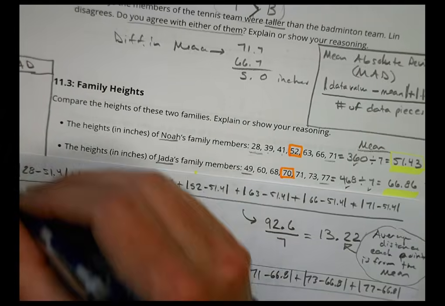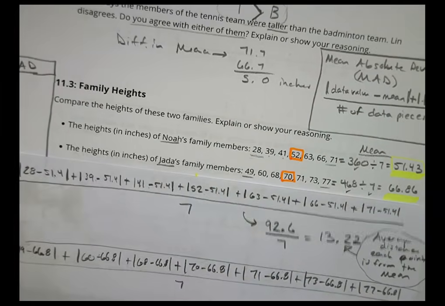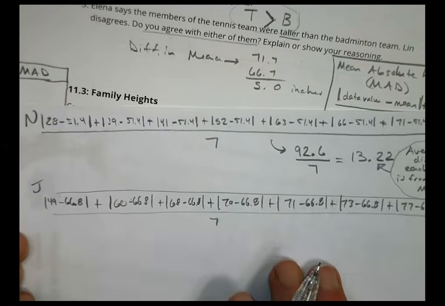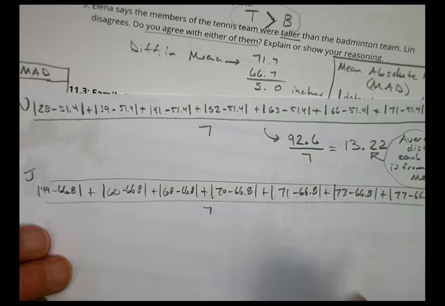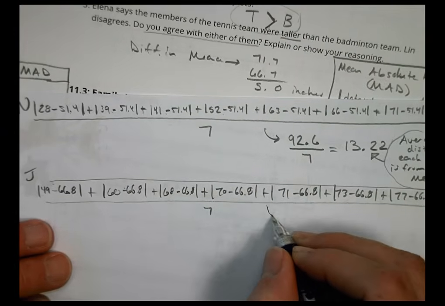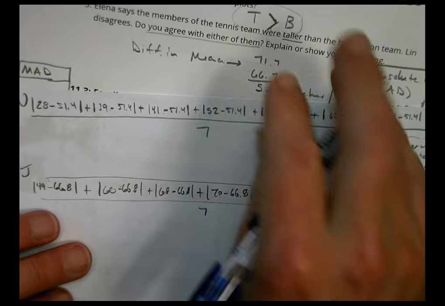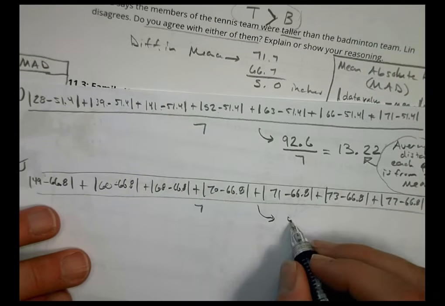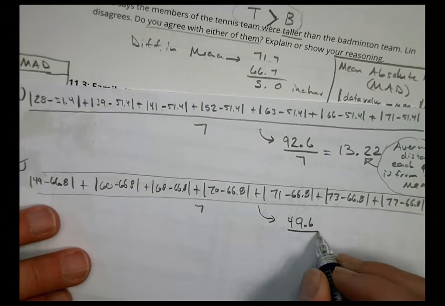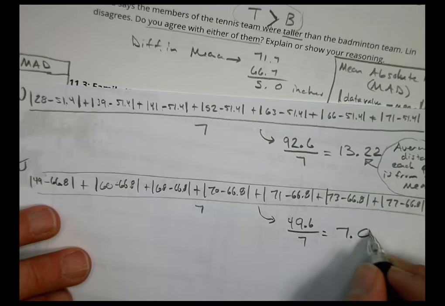This is Noah, this is Jada. Okay, sorry, a little off the screen there. So much stuff, okay? Now when I add that sum together, what I come up with is 49.6. So 49.6 divided by 7 is actually equal to 7.09.